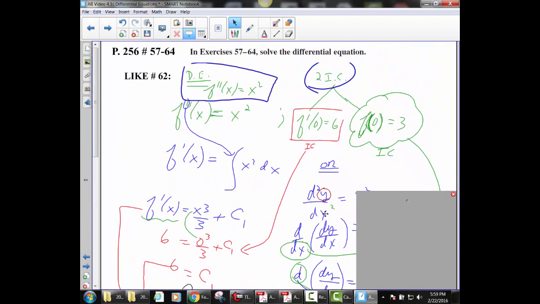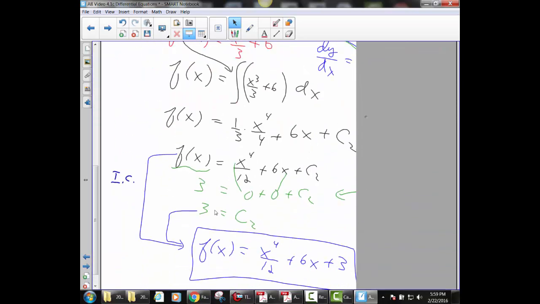Now I go back to the other initial condition. F of 0 is 3. Which means if I replace the x's by 0, I get to replace the f of x by 3, and you find out that c2 is 3. So my f of x is x to the fourth over 12 plus 6x plus c2, which happens to be 3.